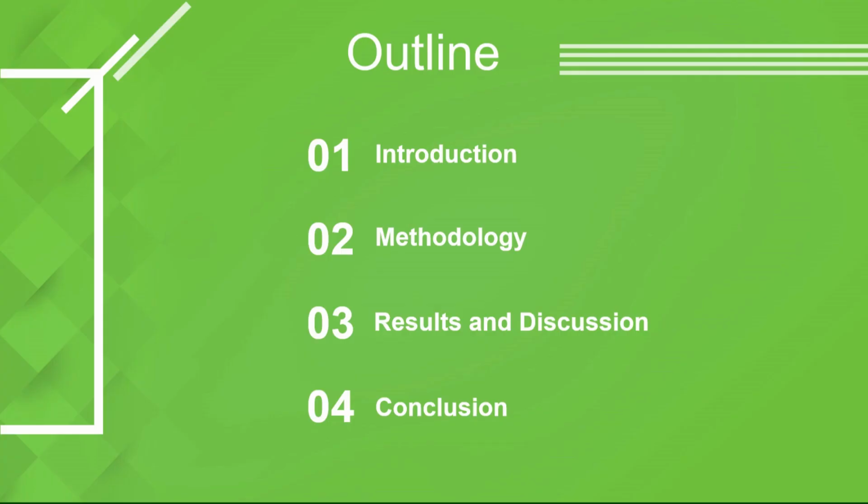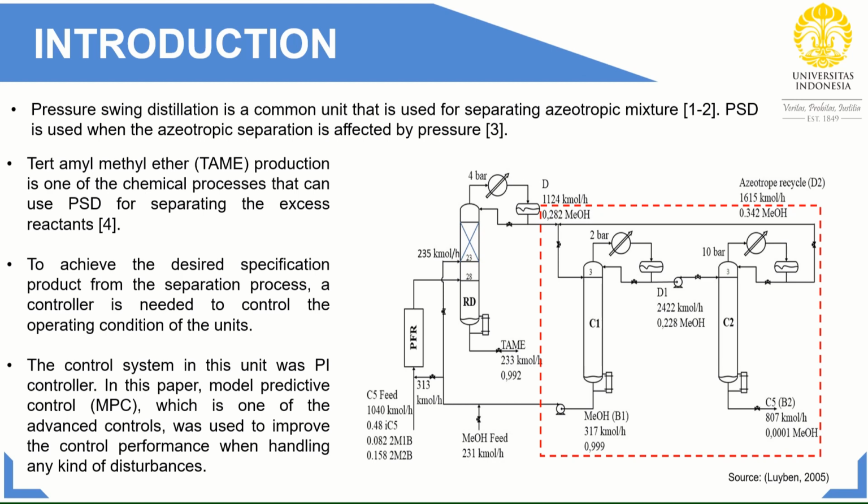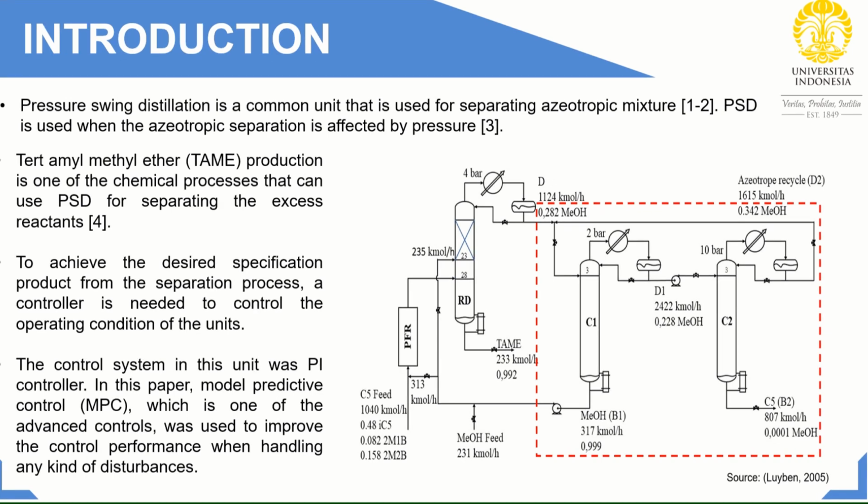My talk is divided into 4 sections. They are Introduction, Methodology, Result and Discussion, and the last is Conclusion. Pressure Swing Distillation, or we can call PSD, is a common unit that is used for separating azeotropic mixture. PSD is used when the azeotropic separation is affected by pressure. Tertiary amyl methyl ether production is one of the chemical processes that can use PSD for separating the excess reactants.